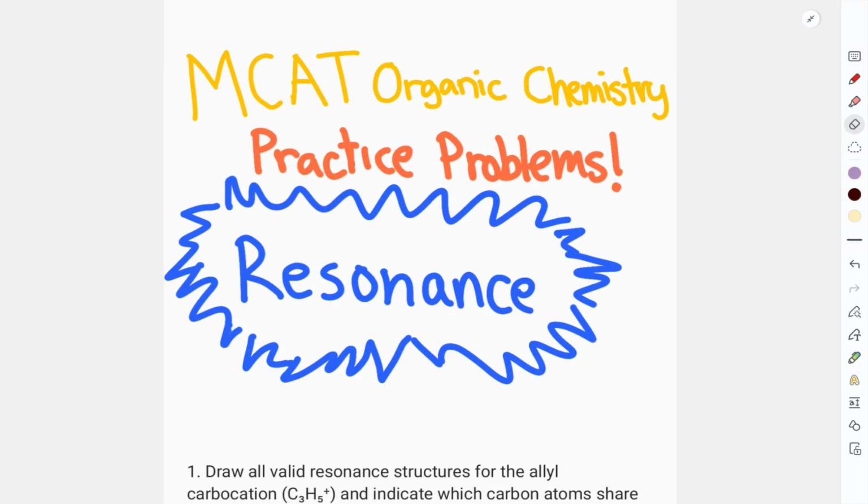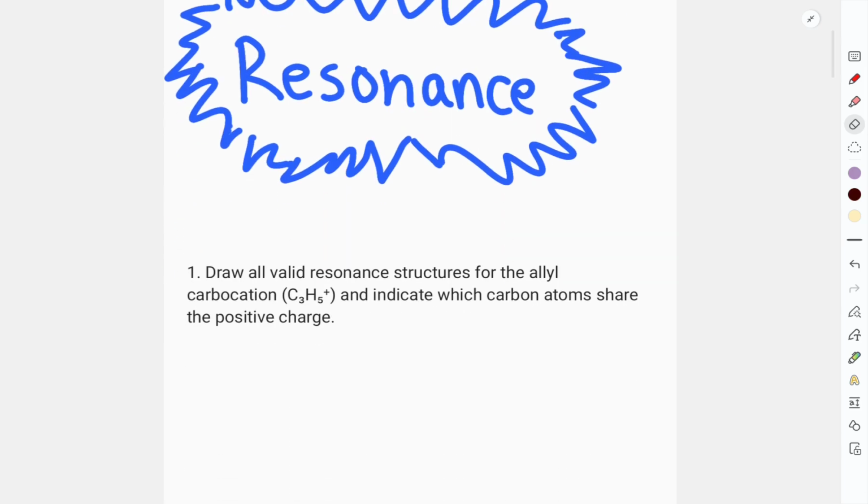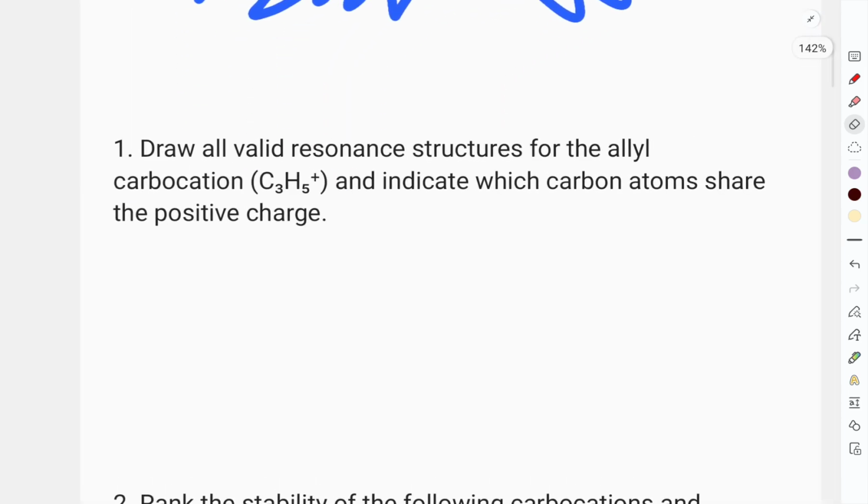Hello everyone, in this video I'll be going over some MCAT resonance problems. This is for the organic chemistry section, and if you're going to take the MCAT, I think this is going to be a very helpful video because Kaplan doesn't have a chapter going over resonance. I think it's very important to understand.